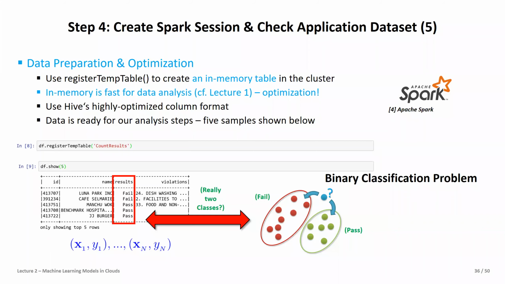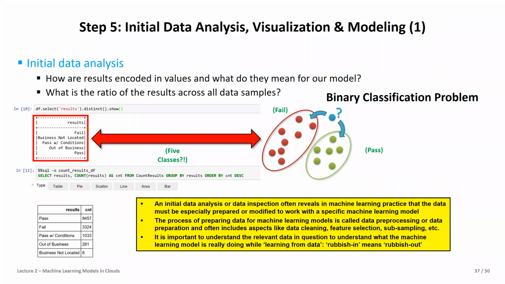But wait a minute. If you look more, and that's why you need to investigate the data, you don't need to know the data by heart, but you have to look at what's inside the data. Otherwise, you don't understand your classifier. Here you see a good example that suddenly there are 5 classes. The results can not only be fail and pass, there's a variety in between, which means business not located, out of business, pass with conditions. So essentially you can count them with small select statements, and see there are lots of pass and fails, but still some others that we maybe want to remove. And the number of those is not so significant, so we may be okay with removing them.